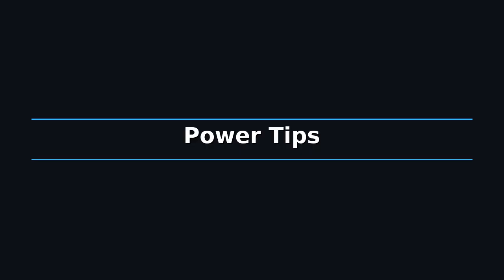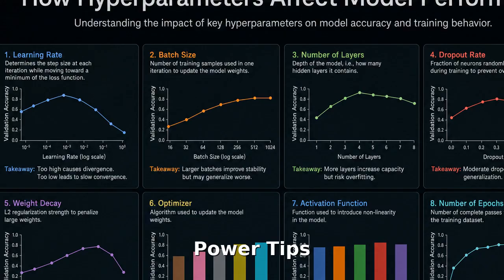Now, let's wrap up with some power tips for fine-tuning. First, always start with a smaller dataset and gradually increase it as needed. This will help you gauge performance without overwhelming the model. Second, consider using a validation set to test the model's accuracy post-fine-tuning.